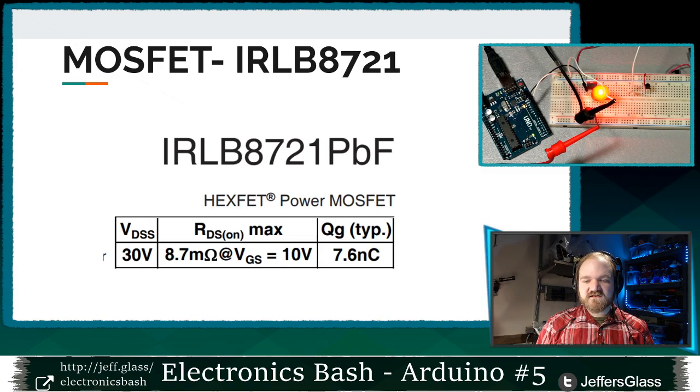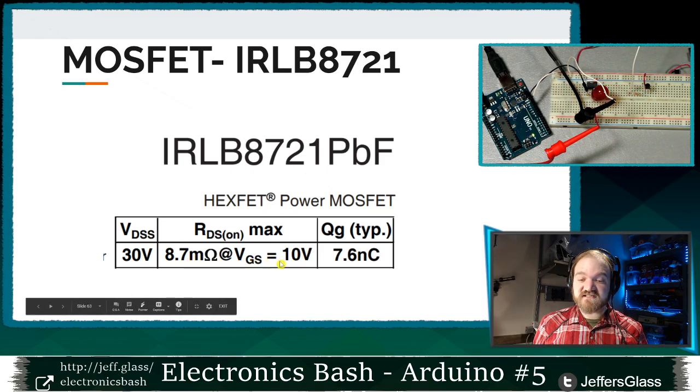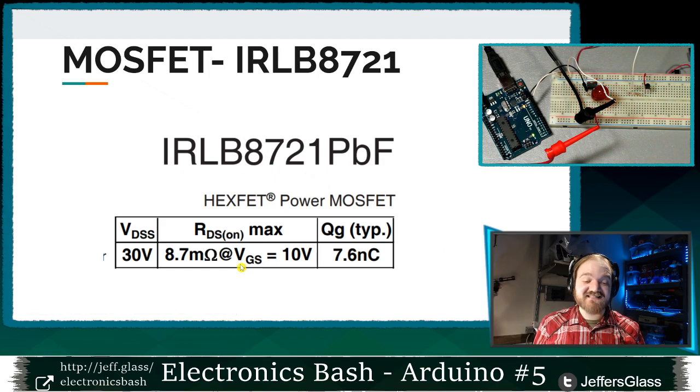But to give you an example of some parameters you might be looking at, this IRLB8721 has a maximum voltage across it of only 30 volts, as opposed to the one I'm playing with here that can handle 100 volts. But when you turn it on all of the way, when I put 10 volts at its gate, it's going to act like a resistor of 8.7 milliohms between its drain and its source, right? So we're basically going to be shorting its drain and its source together. So it makes it a really nice transistor for driving high current loads, right?